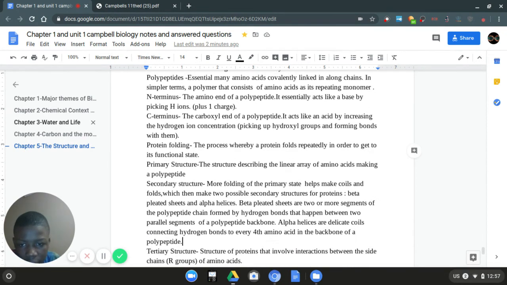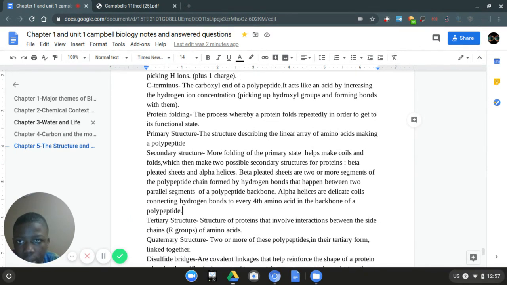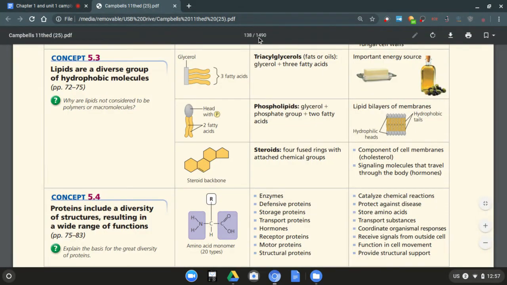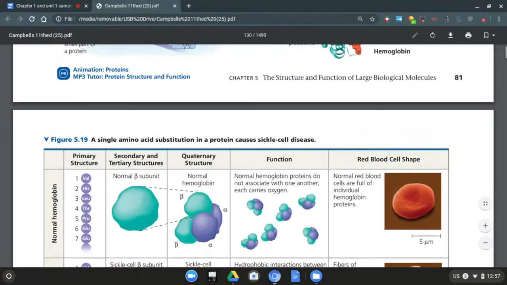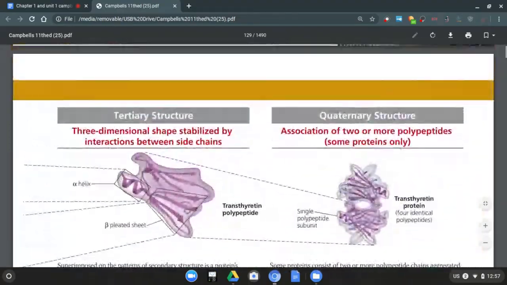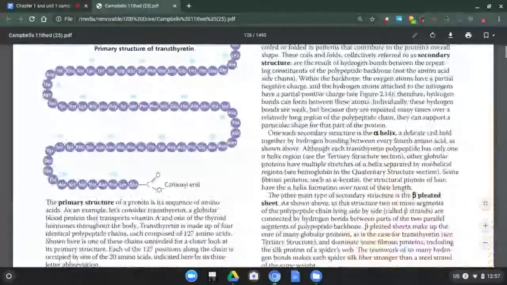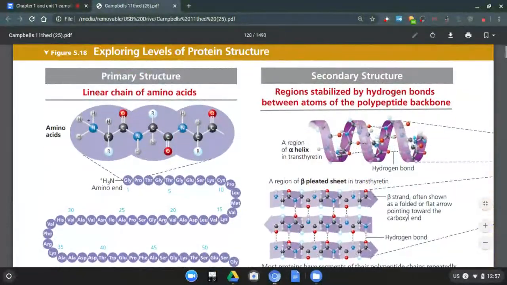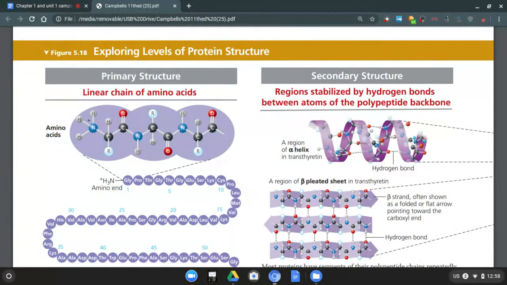In fact, to be honest, it's a little complicated, so let's just look at it. I think it was on page 130. I actually did not like how it was worded over here, but this is a picture of them. So basically, alpha helices are helices that connect to every fourth amino acid, and beta pleated sheets are two segments of a polypeptide backbone which are parallel and formed by hydrogen bonds.